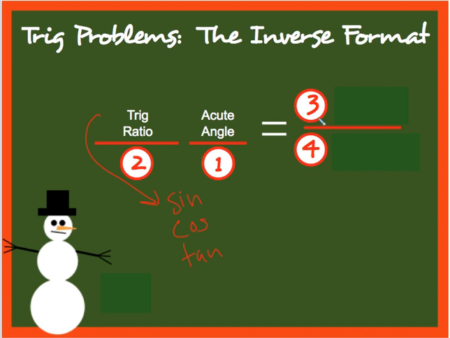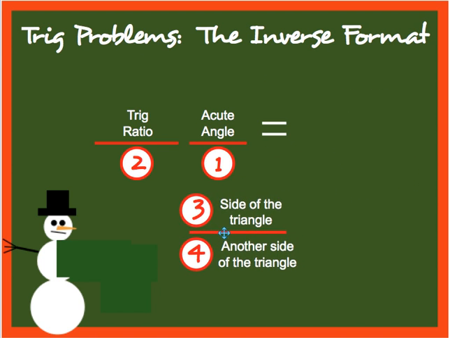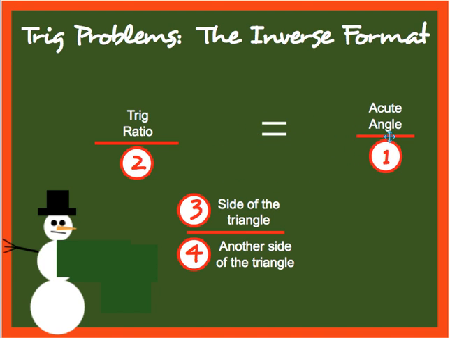Then you write down a side of the triangle and then another side of the triangle, depending on which trig ratio you pick and how those are set up. So the difference with inverse trig is that once you solve it, you do this magical thing where you put this on this side of the equal sign. The acute angle goes over here.